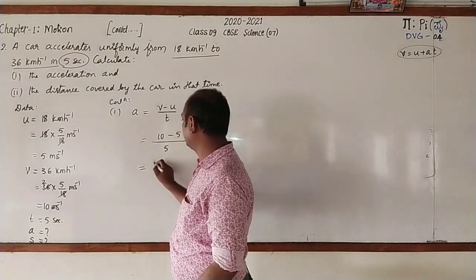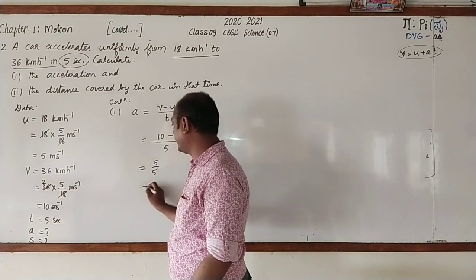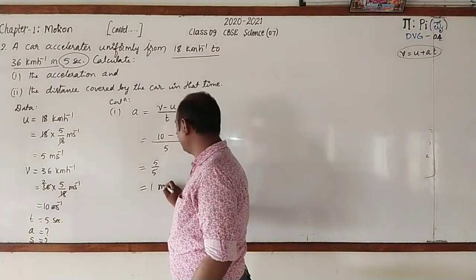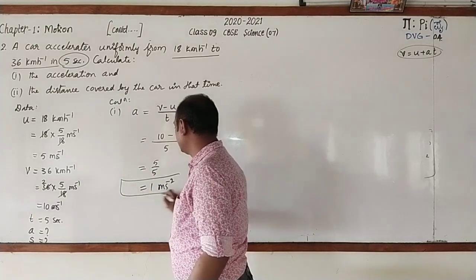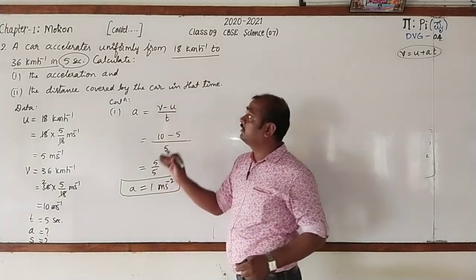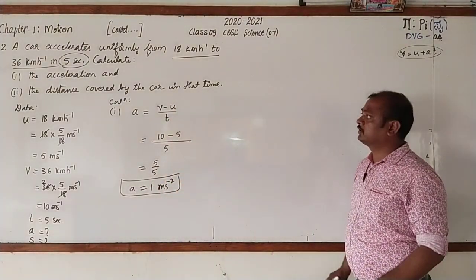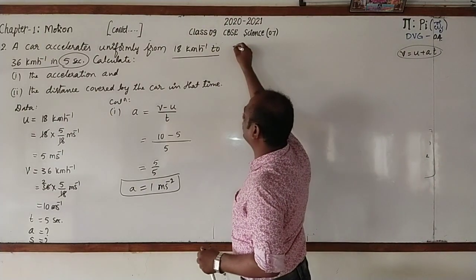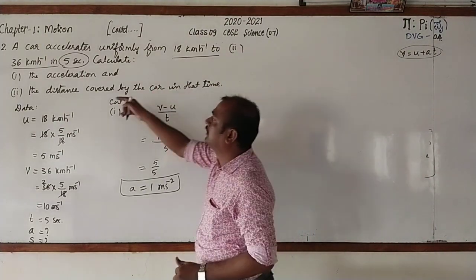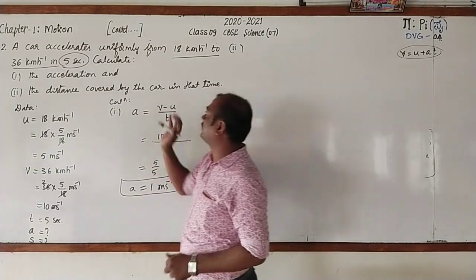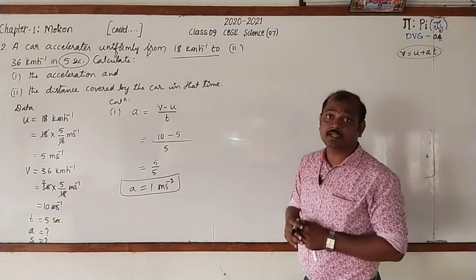10 minus 5 is 5, so 5 by 5 gives 1 meter per second square. Got it? This is the acceleration of the car. Next, we have one more statement. You are going to find out the distance covered by the car in 5 seconds.